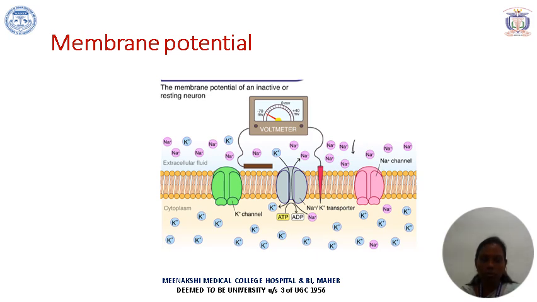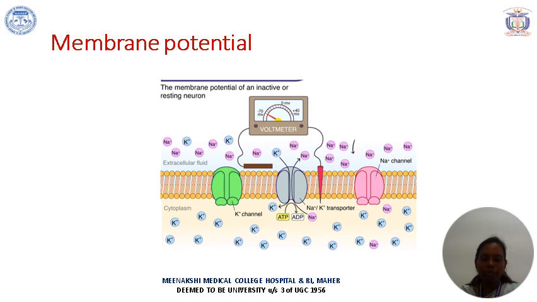Because of the sodium potassium pump, 3 sodium ions go out and in exchange 2 potassium ions come in, which creates one net negativity inside the cell. Along with that, the potassium channels and the sodium leakage channels also allow movement of ions, which also creates negativity inside the cell. And the third factor is the non-diffusible anionic proteins present inside the cell. These negative proteins are also a reason for the negative resting membrane potential.